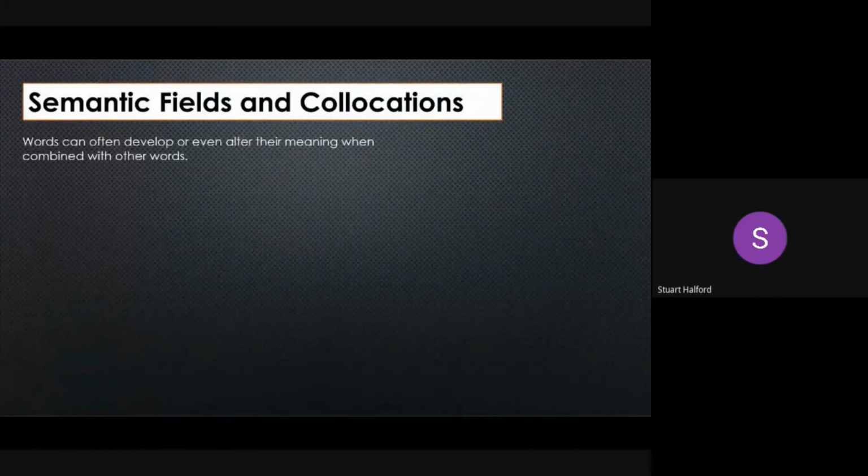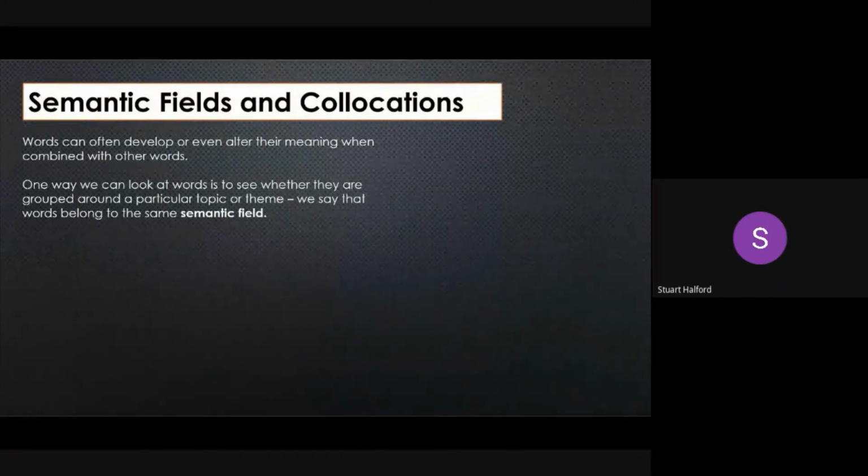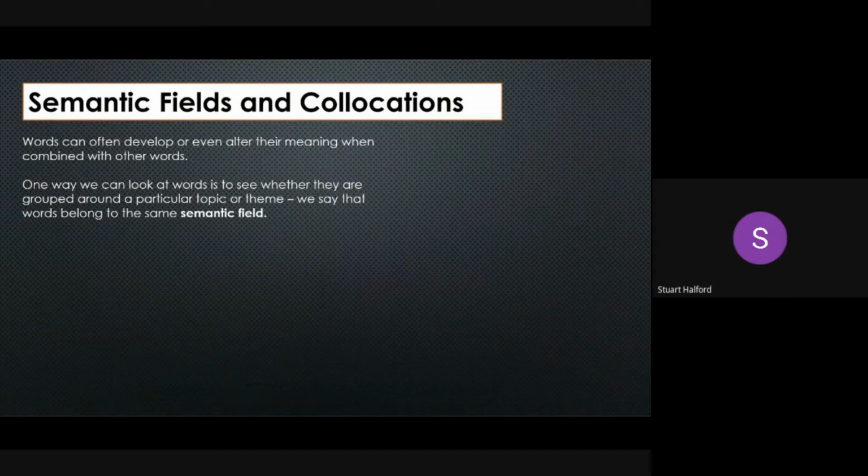So let's have a look at semantic fields and collocations then. So words can often develop or even alter their meaning when we combine them with other words. And one way we can look at words is to see whether they are grouped around a particular topic or theme. Are they providing cohesion? Are they providing a thread that knits the text together? And if we can find a set of words that are grouped around a particular theme or topic, then we say it belongs to the same semantic field.